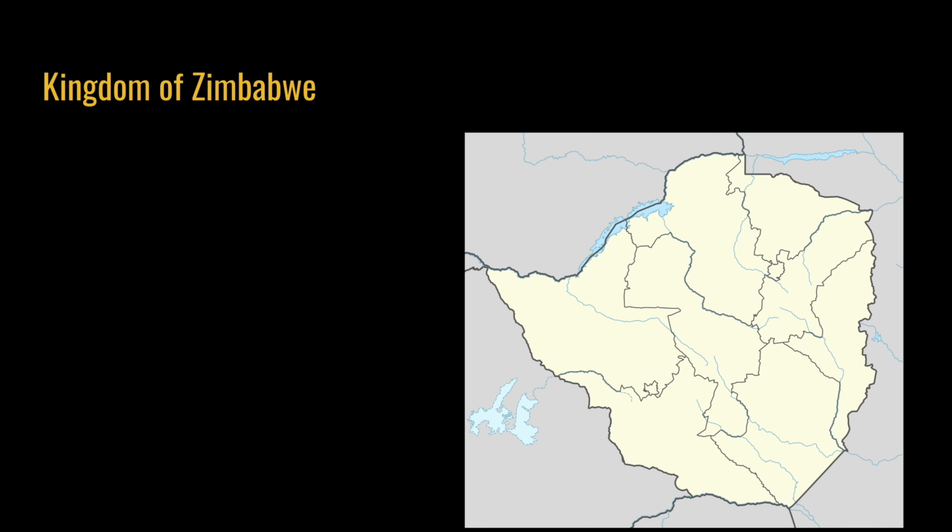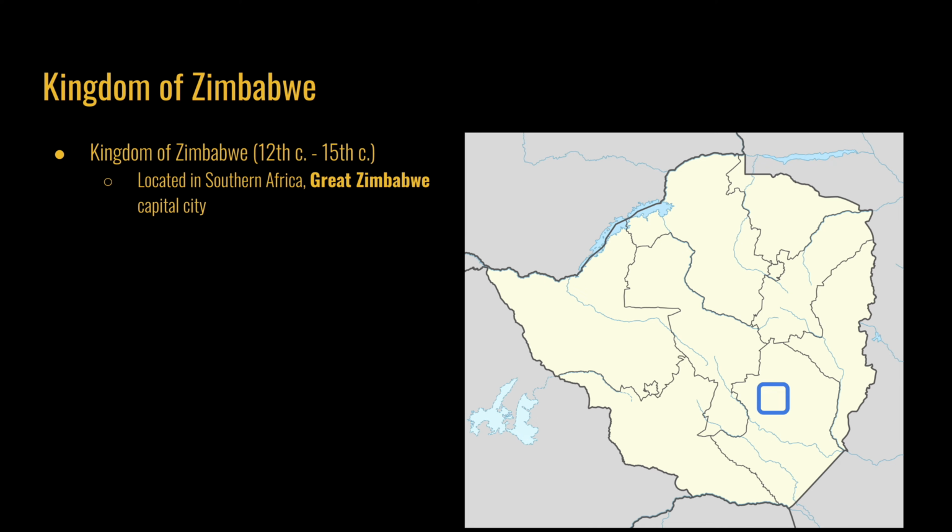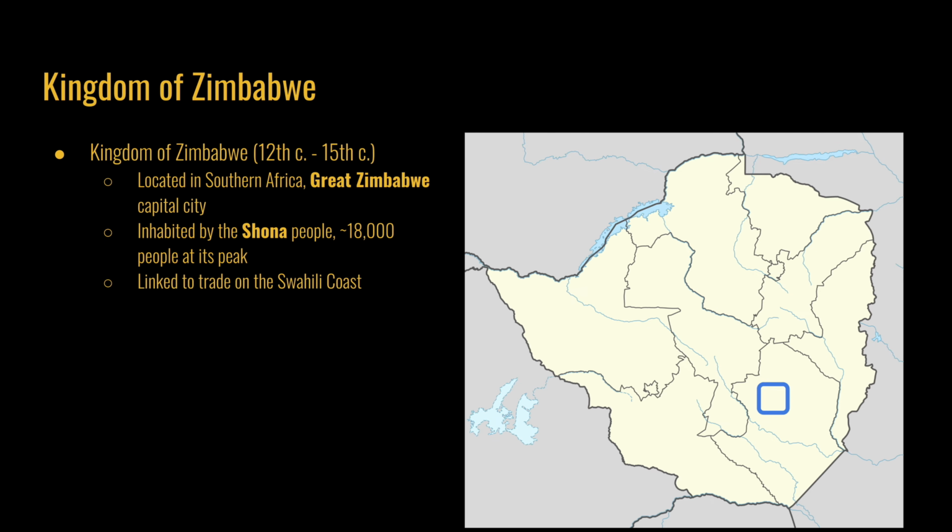Great Zimbabwe is the kingdom we're discussing in Southern Africa. Here are the modern-day boundaries of the country of Zimbabwe, with the city of Great Zimbabwe located where the blue square is. It was inhabited by the Shona people and reached a peak population of about 18,000 between the 11th and 15th centuries. At its height, it had links to the Swahili Coast, and through those trade links, they obtained goods from as far as China.